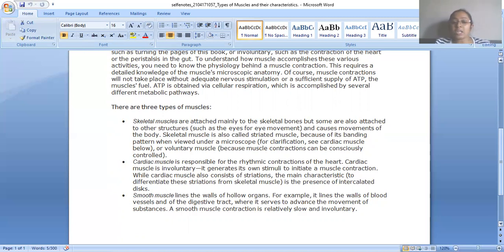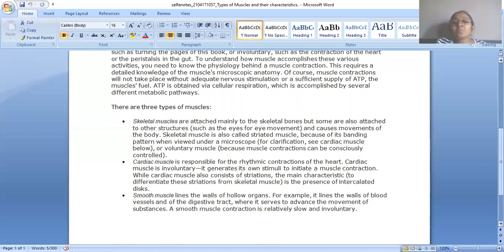Now the smooth muscle, the third type of muscle. Smooth muscles line the wall of the hollow organs. Whichever organ you take, like our liver, lungs, intestine, stomach, pancreas, any organ you can check. So what do smooth muscles do? They line the wall of the hollow organs. For example, they line the wall of the blood vessels and of the digestive tract, where they serve to advance the movement of substances.